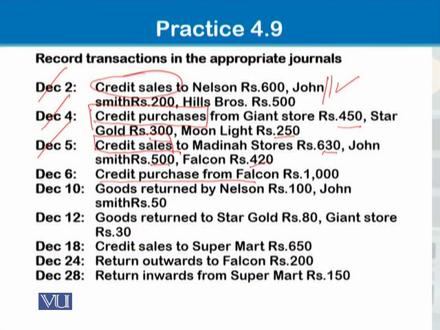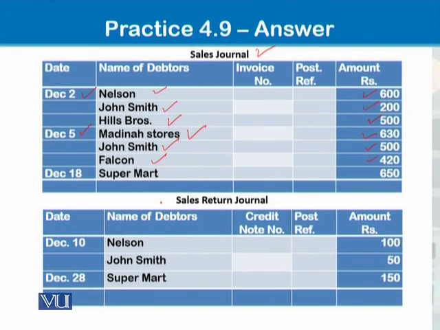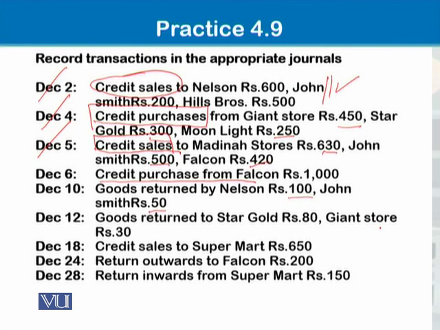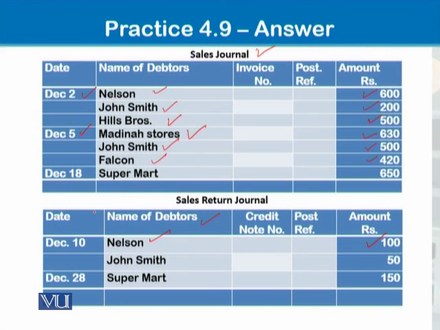Good. Then goods returned by Nelson 100. Okay, these are sales returns. So we have to record it in the sales return journal. Nelson was our debtor. He returned goods of 100 to us. Sales return journal. Nelson returned 100 and John returned 50. So John Smith is also there, and 50 is there.